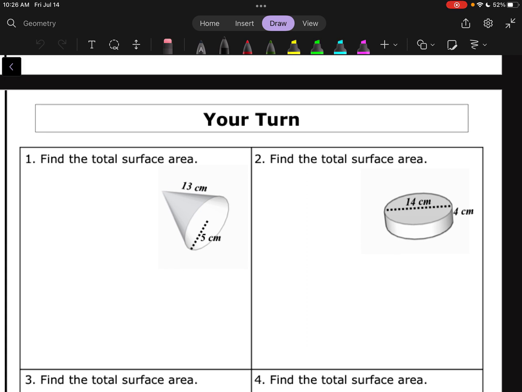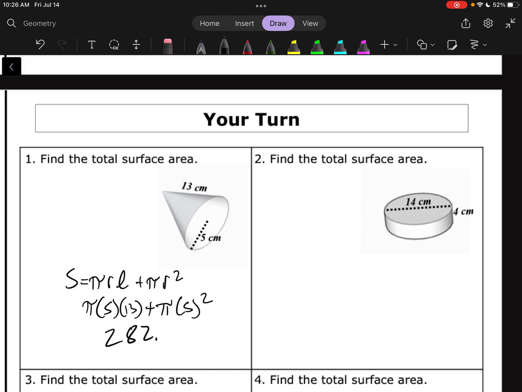All right, so for this first one, this was a cone. Should have done pi RL plus pi r squared. That should have been pi 5 13 plus pi 5 squared. Let me see what I get here. I got 282.7 centimeters squared.